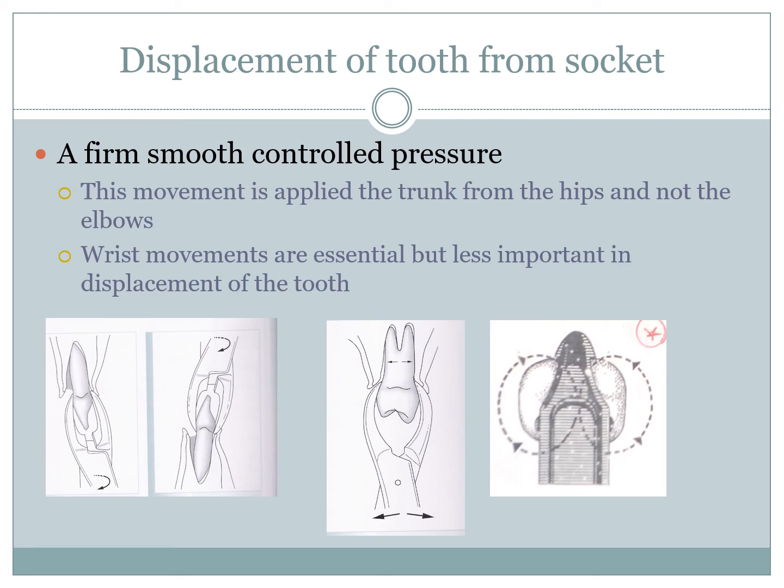The first one is the main: firm, smooth and controlled pressure will be given. Don't give a vigorous movement, that will lead to a chance of fracture of the tooth. This movement is applied from the hips and not from the elbow. So you will give the force not from the elbow region. Mainly the wrist movement is a very important part, but less important to the displacement of the tooth.